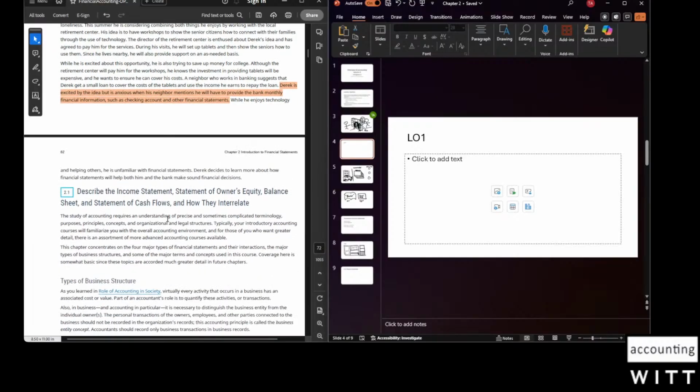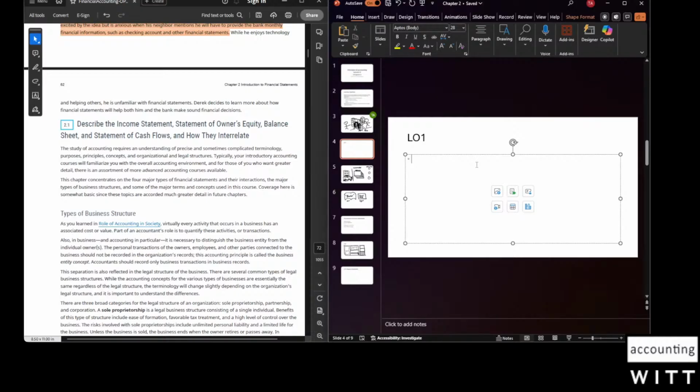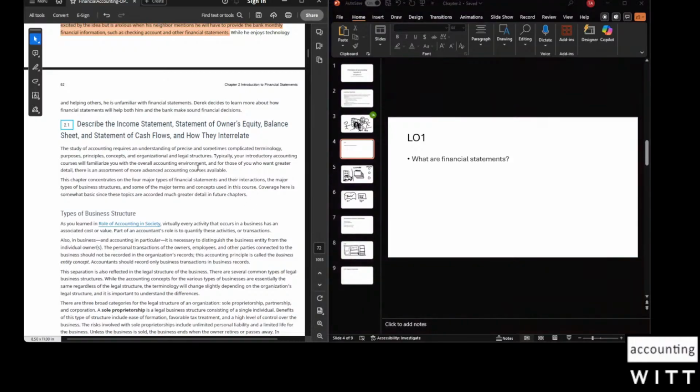So, what are financial statements? Let's see what it says. Study of accounting requires an understanding of precise and sometimes complicated terminology. So you have to know the grammar, vocab, terminology, purposes, principles, concepts, organizational and legal structures. So the study of accounting requires understanding of.